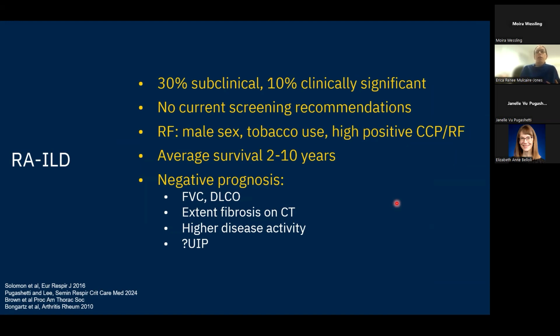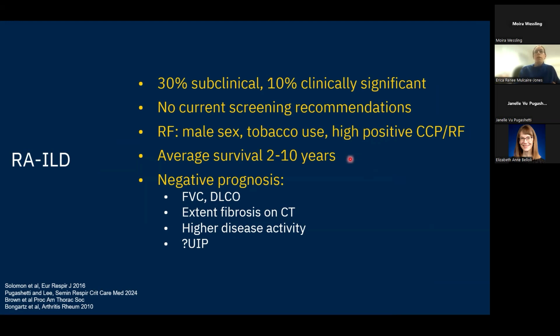Some risk factors for lung disease include male sex, history of tobacco use, and high positive serology, so CCP or rheumatoid factor. Patients who have other extra-articular, so non-joint, disease manifestations such as scleritis or secondary Sjogren, so dry mouth, dry eyes related to their rheumatoid arthritis, or vasculitis, are also thought to be at higher risk for getting lung disease.